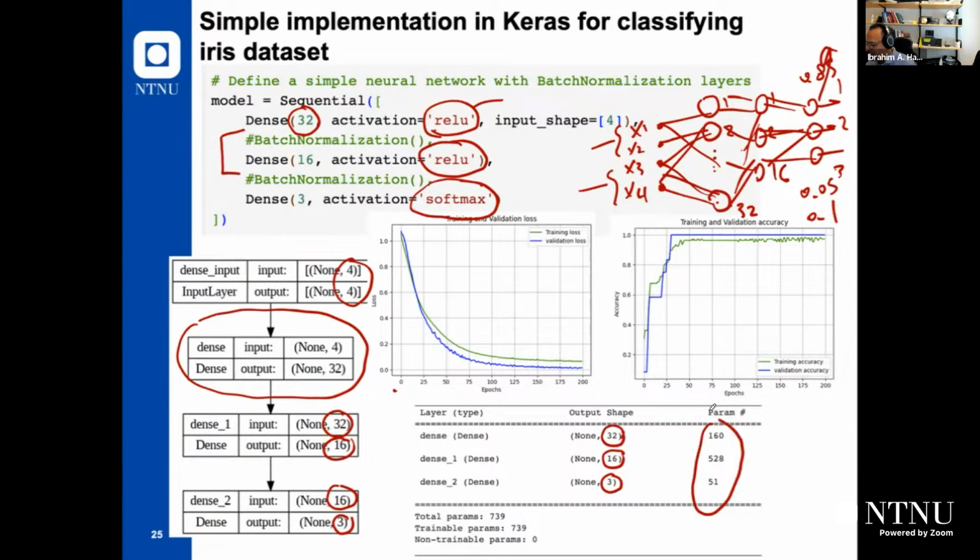If we need to calculate the number of parameters, it will be similar to the perceptron. If we have a perceptron, we mentioned it before, and the perceptron has 2 inputs and 1 bias here, so how many parameters? It will be 2 times 1 plus 1, right? 2 times 1 plus 1. So it will be 3 parameters.